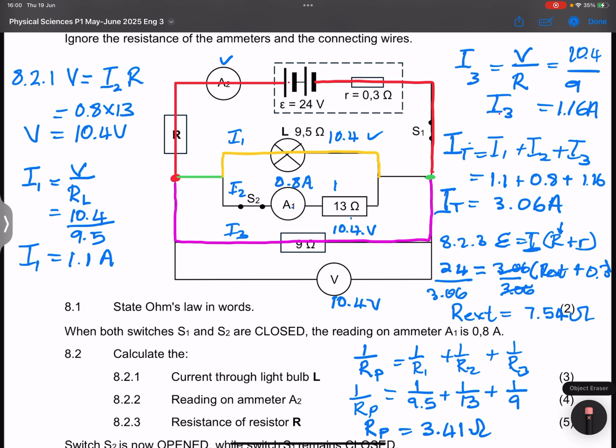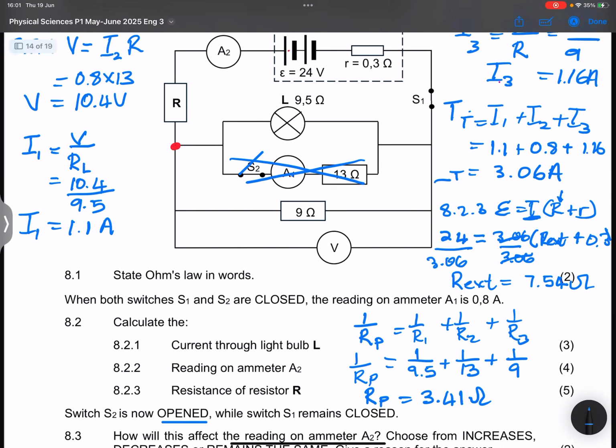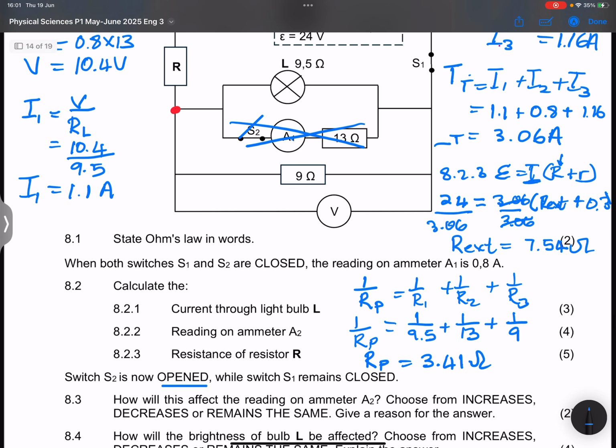They said S2, right? So I'm going to remove all of these. So the moment we open switch S2, what happens? It means no current is able to flow through this resistor. Okay? So what does that mean? It means we have removed the 13 ohm resistor.